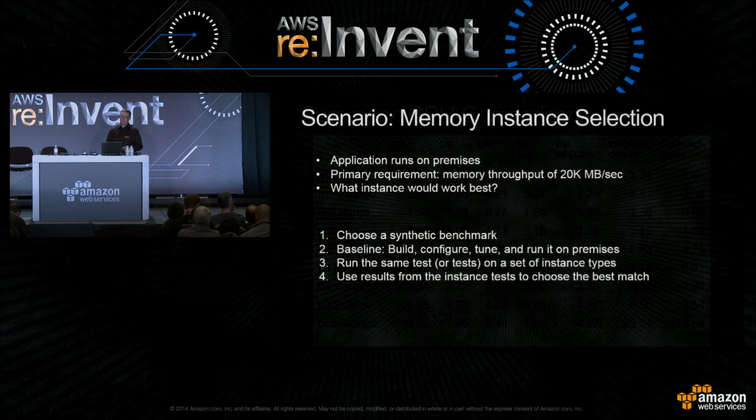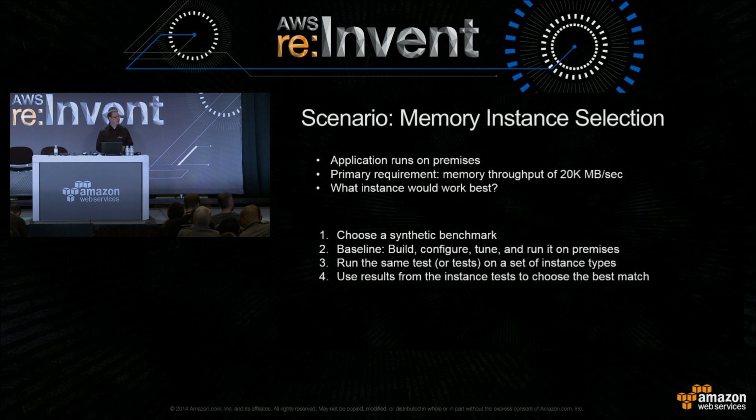So moving from CPU into memory. Another hypothetical scenario, and I'm probably going to have to speed up a bit for our second talk here, but for the memory-based testing, you could use some of the previous benchmarks, Geekbench, etc., but the one we're going to call out specifically would be Stream Benchmark. And in this scenario, we've already determined that we have a lot of memory requirements. We want to be able to drive 20,000 megabytes a second of memory bandwidth. And what instance would work best? Like, how could we choose an instance that's going to be appropriate for this?